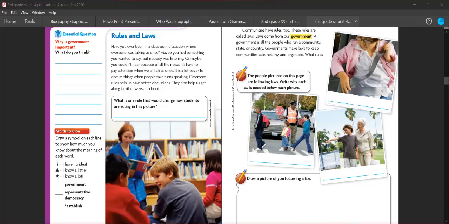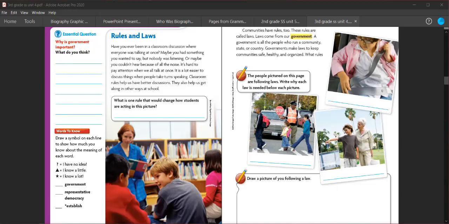All right, now that we've read through that section, let's think about our quick check question. Why are classroom rules important? So what you guys know from your experiences in a classroom, that we have rules to help keep people safe, to help keep things organized, and be able to have better discussions where everyone can hear each other.